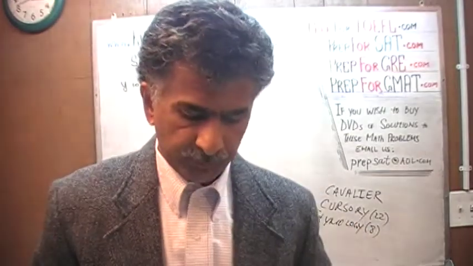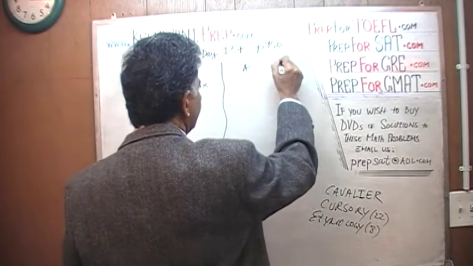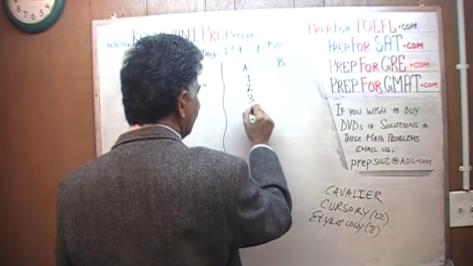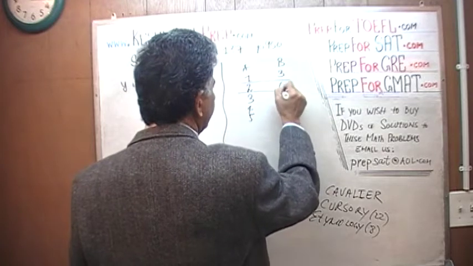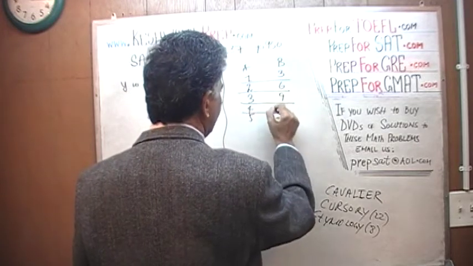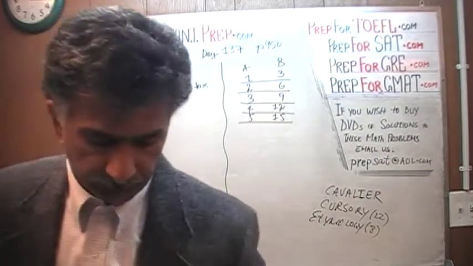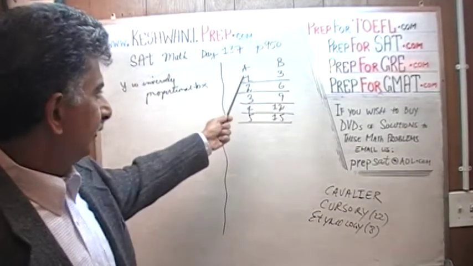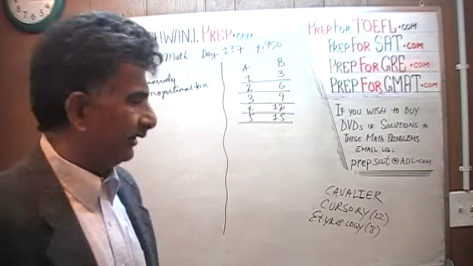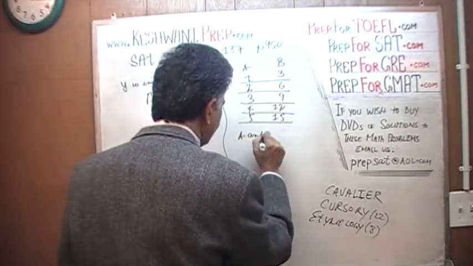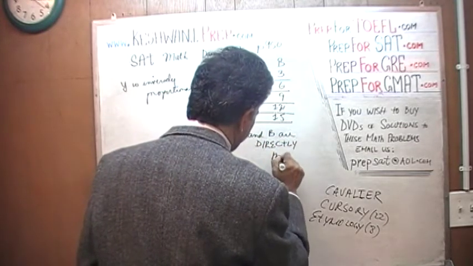What does it mean for two variables to be directly proportional? For example, here we have A and B. 1, 2, 3, 4, and 5, let's say. When A is 1, B equals 3. When A is 2, B equals 6. When A is 3, B equals 9. When A is 4, B equals 12. And when A is 5, B equals 15. As you can clearly see here, every time the value of A goes up, the value of the variable B goes up as well. In a situation like this, we say that A and B are directly proportional.